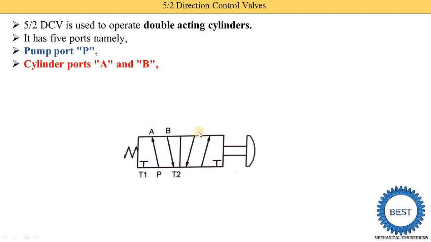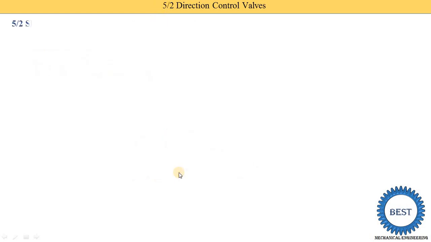In the second position the same thing is indicated, there is port A and this B port. Here this is T1, this is P, and this is T2. Here two tank ports are used, that is T1 and T2. So we compare the 5x2 with 4x2. What is the simple difference? In 4x2 only one tank port is there. In a 5 port valve there are 2 tank ports, that is T1 and T2.